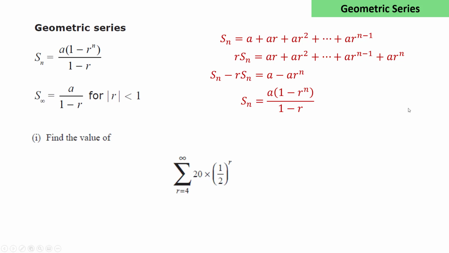Let's look at an example question. Here we're asked to find the value of the sum between r equals 4 and infinity of 20 times a half to the power of r. So this is the sum of a geometric series. The first term a is 20 times a half to the power of 4, which equals 1.25, and the common ratio is a half. We substitute it into the formula for the sum to infinity, and we have S infinity equals 1.25 over (1 minus a half), which equals 2.5.